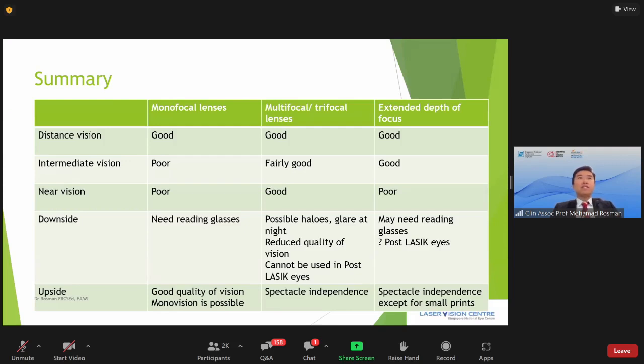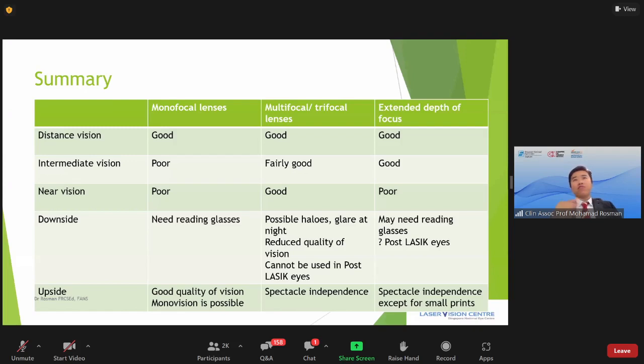So to summarize, there are different types of lenses. In a nutshell, three main types. Monofocal allows you to see good far, but intermediate and near is not so good. You need reading glasses. We can use the monofocal lenses to do monovision.